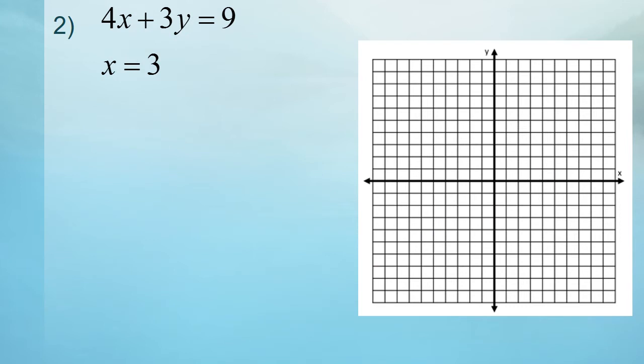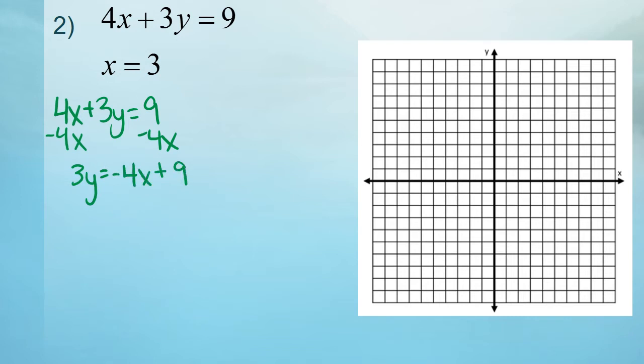Let's take a look at number 2. First of all, I want to take that first equation and I want to get y by itself. So we're going to take that 4x and subtract it to the other side. We're going to write it as negative 4x plus 9 because we want it in that slope-intercept form. Divide every single term by 3, which leaves me with y equals negative 4 over 3 x, which does not reduce, but 9 over 3 does divide into 3.